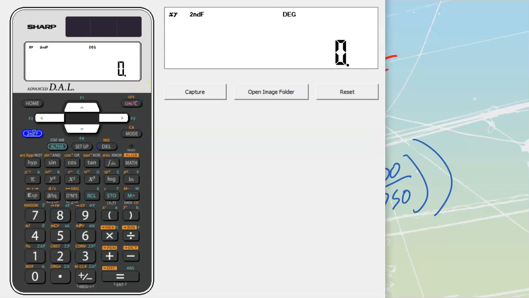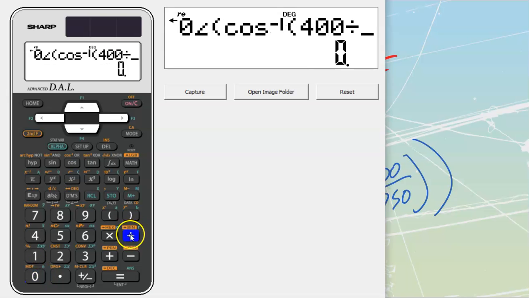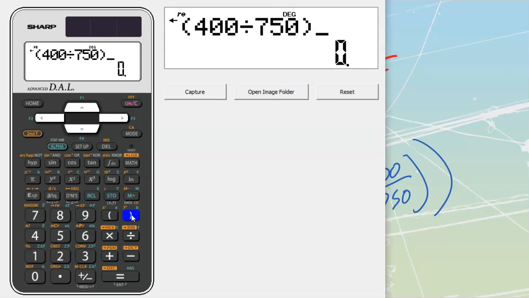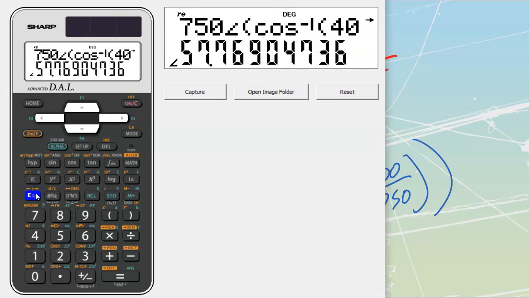750, why don't I just put it back into polar there. 750 at an angle of bracket, inverse cosine of bracket. Now I'm going to put my watts, 100, divided by my VA, 750, close off the brackets, hit enter. It punches this out, and we can find our phase angle, 57.7 degrees. That's what it's going to give us.